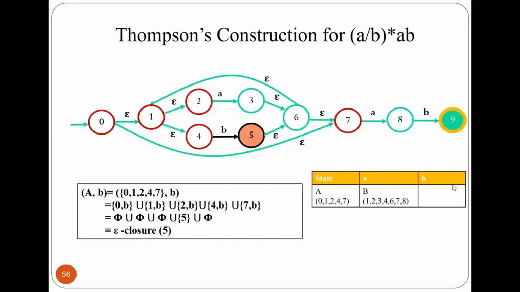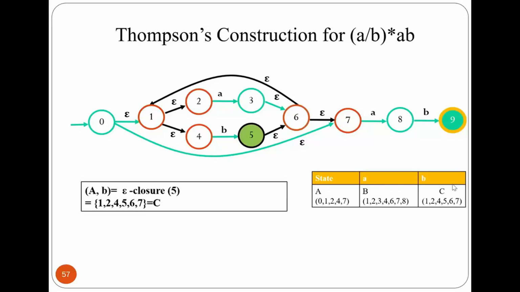I check on 0, only epsilon. I check on 1, only epsilons. 2, no output to B. 4 gives 1 output to B, which is 5. So here I will take E closure of 5. Now what is E closure of 5? E closure of 5 means all the states which can be traversed from 5 only on epsilon move.